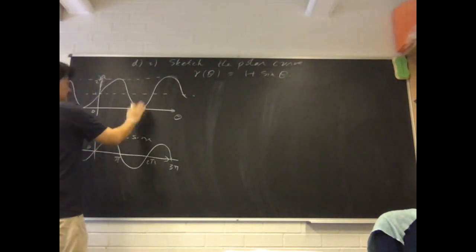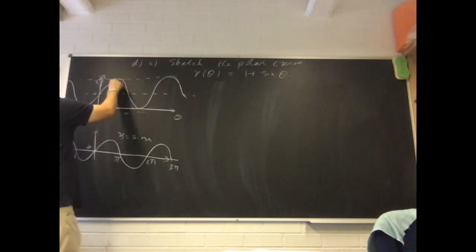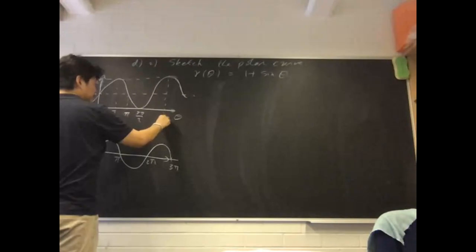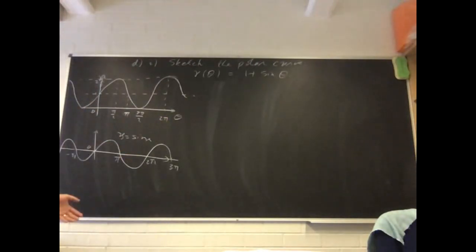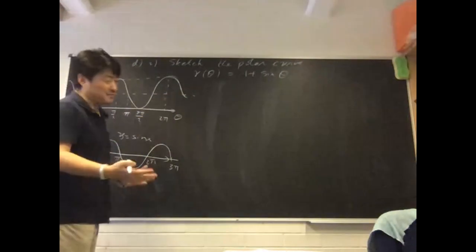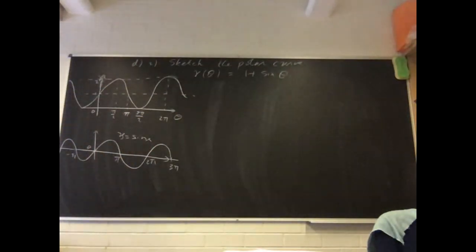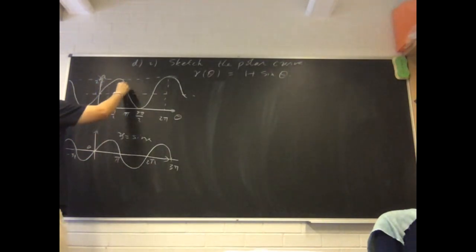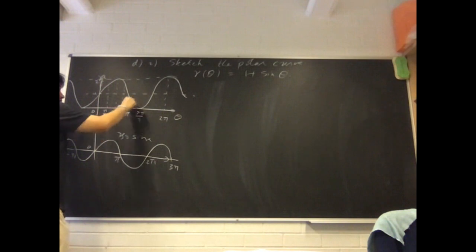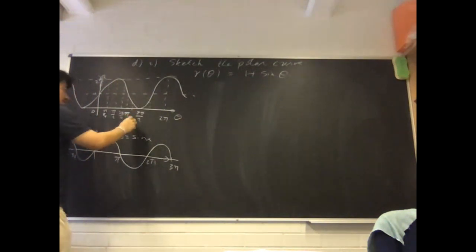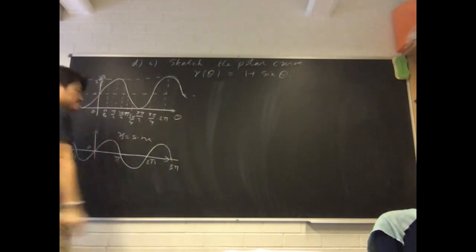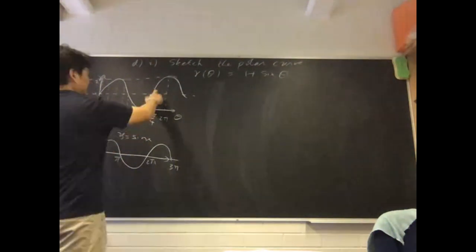So that's pi here. That's pi over 2. That's pi. That's 3 pi over 2. And that's 2 pi. Sine has period 2 pi. So 1 plus sine also has period 2 pi. It's just merely shifted upward by 1 unit. Okay, and that's pi over 4 over there. That's 3 pi over 4, and so on, right? That's 5 pi over 4. That's 7 pi over 4.